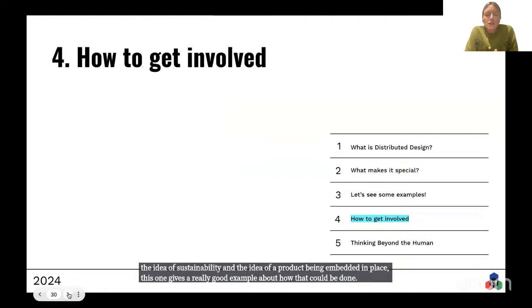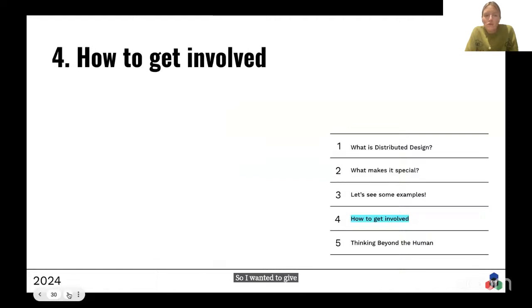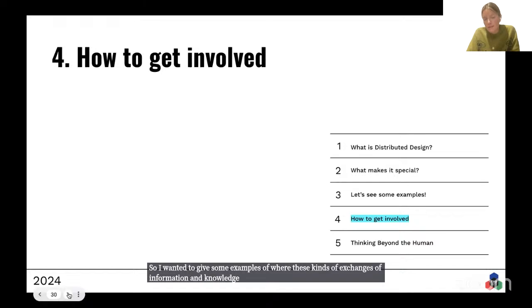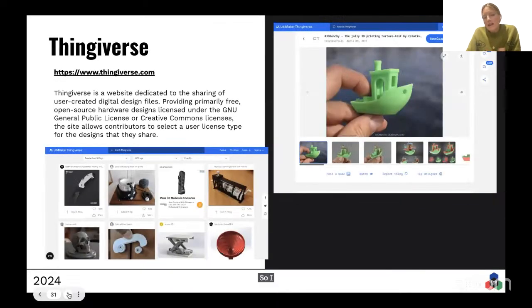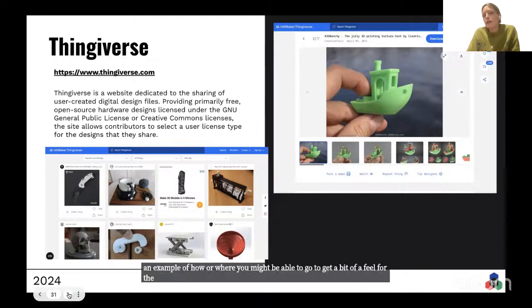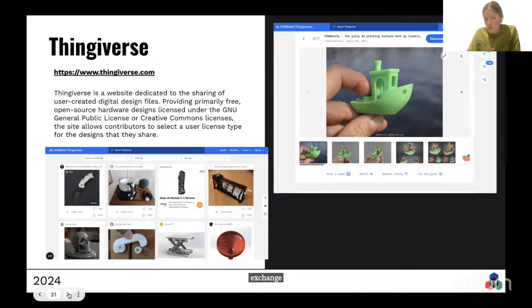So I wanted to give some examples of where these kinds of exchanges of information and knowledge happen online. I wanted to give an example of how or where you might be able to go to get a bit of a feel for the kind of exchange that happens in these kinds of processes.